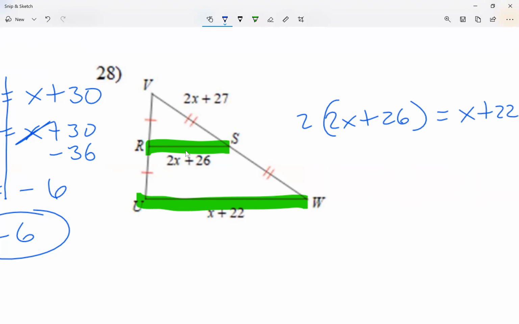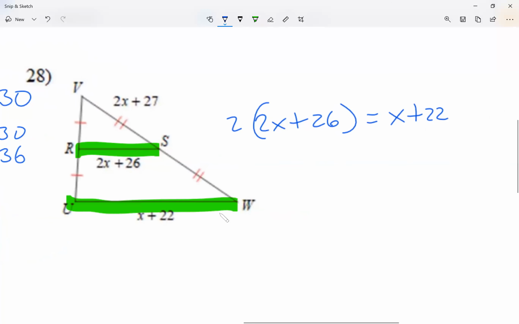Some of you might be wondering, how can 2x be smaller than 1x? And then here, plus 26 be smaller than plus 22? My answer to that is, how do you know the value of x? If x is negative, of course, 2x is smaller than 1x. So I have a belief that x is going to be negative here as well. Okay, so let's continue.